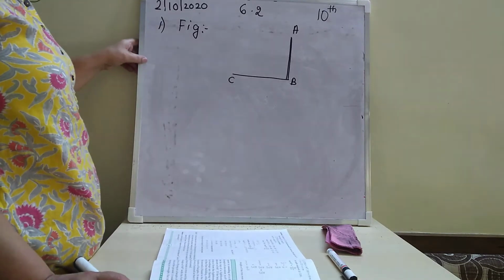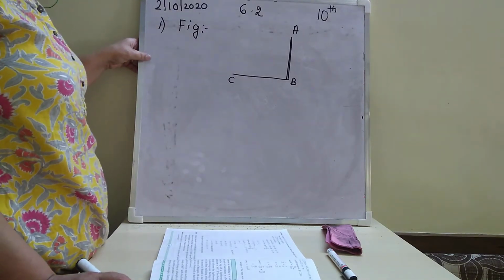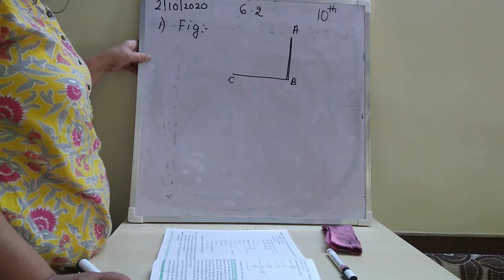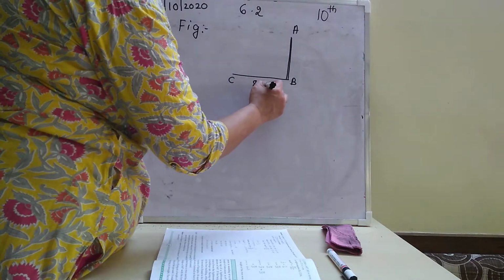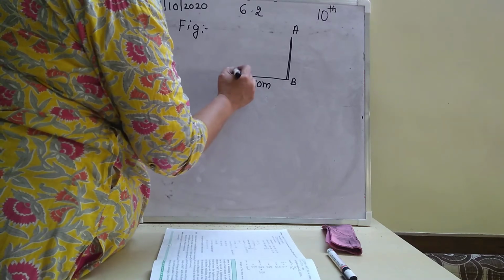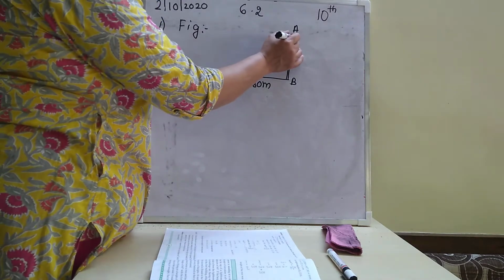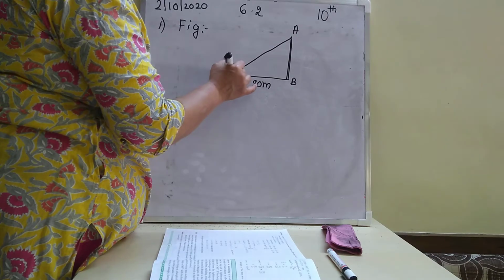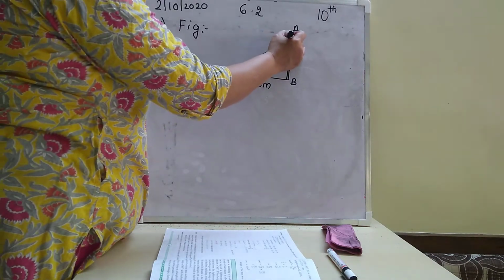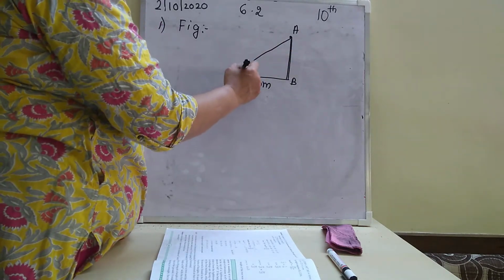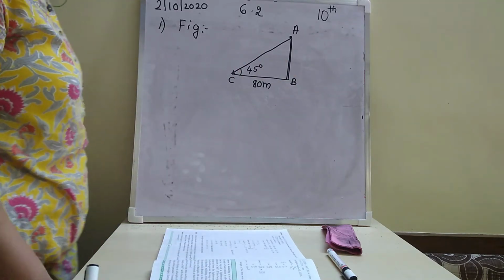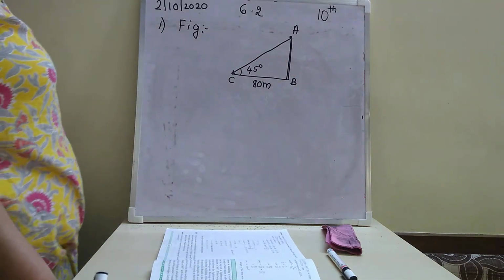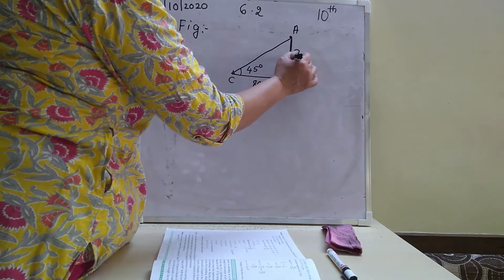A person is standing at a distance of 80 meters from a church, looking at its top. This is 80 meters distance at which that person is standing. This is the position of the person, and he is looking at the top of the building. This is the top of the church. He is looking, and this angle of elevation is 45 degrees. You are asked to find the height of the church.